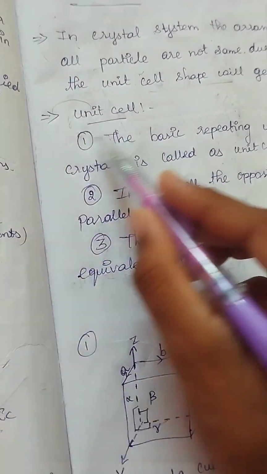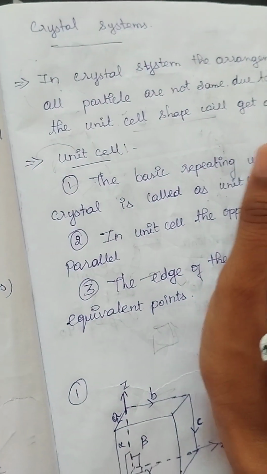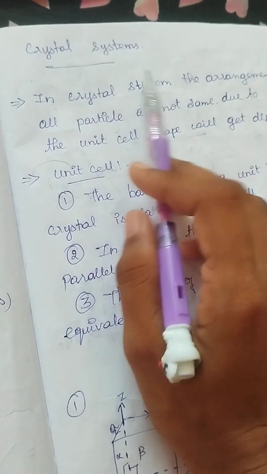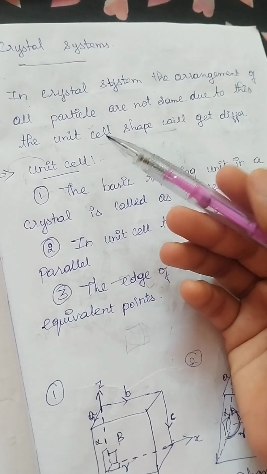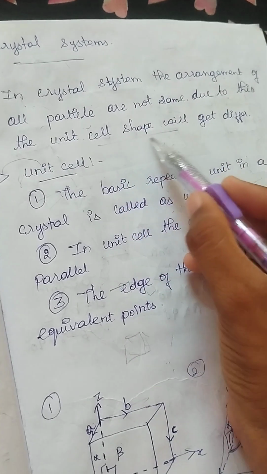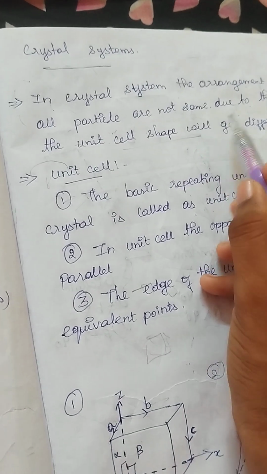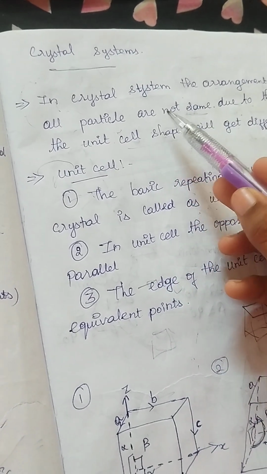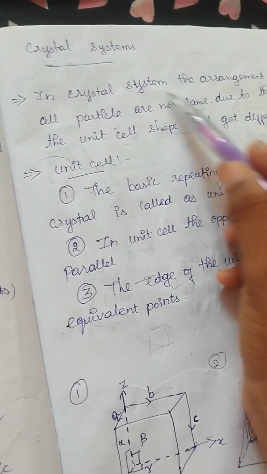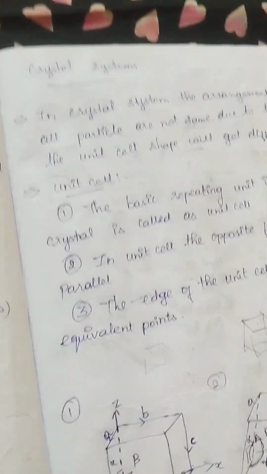Now we have discussed what a unit cell and a crystal system are. What is a crystal system? In a crystal system, the arrangement of all particles may not always be the same. Due to this, the unit cell shape will differ. Sometimes particles are not arranged in the same position, and due to this, the unit cell shape or edge lengths will differ.